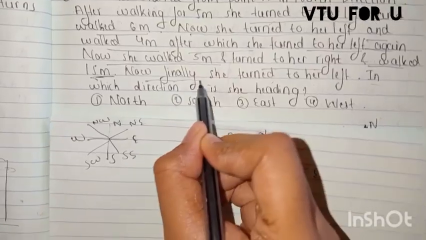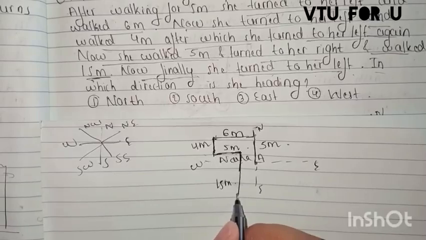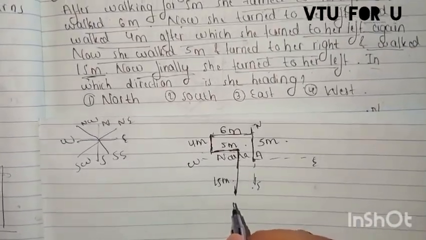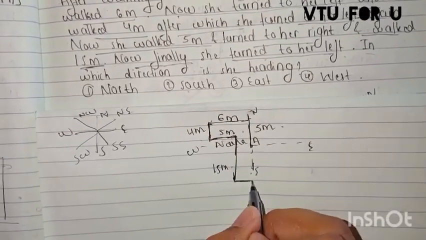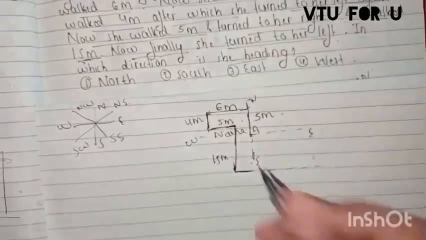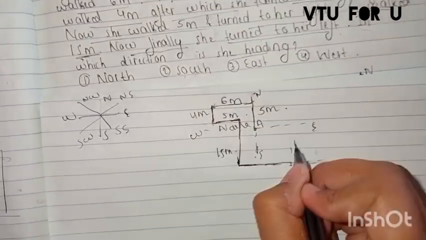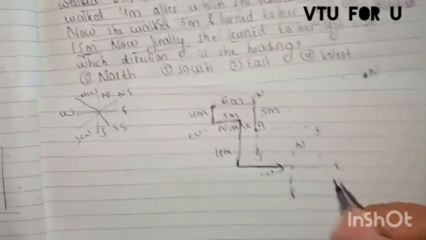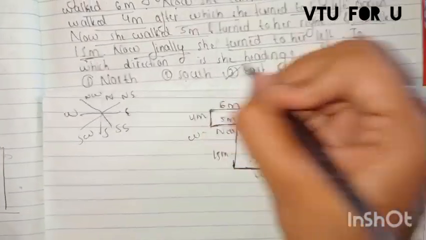Now finally she turned to her left. Finally she is gonna turn to left. Consider yourself here. This is the east side, right? And which is your left hand side there? This. And which direction is she facing? She is heading to which direction? Just draw this map. This is north, this is south, this is east, and this is west. She is heading like this, no? So this is east side. So your answer is option number 3, east.